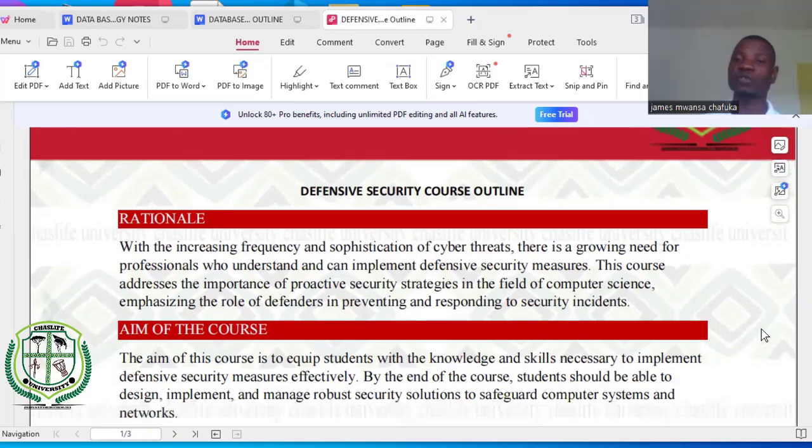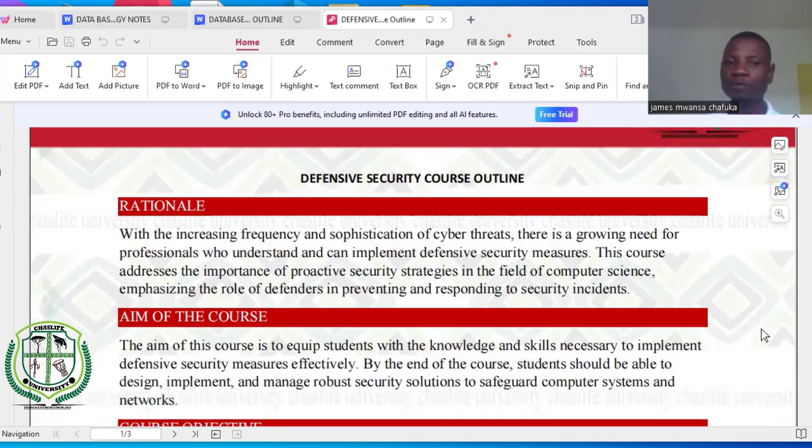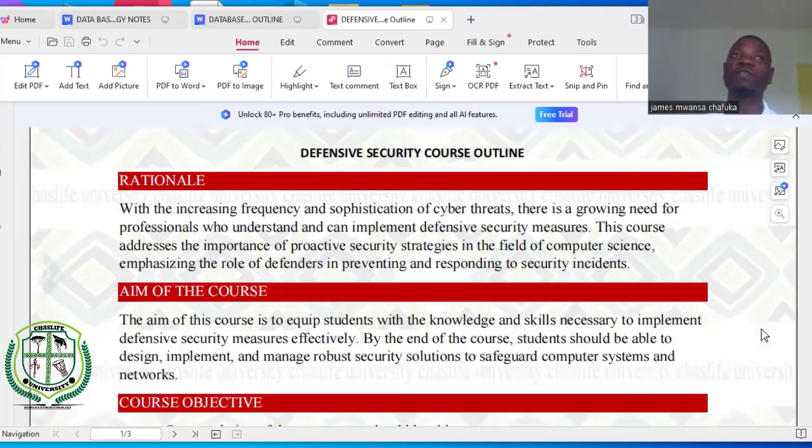Then let us proceed by looking at the aim of defensive security. The aim of this course is to equip students with the knowledge and the skills necessary to implement defensive security measures effectively. By the end of this course, the students should be able to design, implement, and manage robust security solutions to safeguard computer systems and networks. So this is the aim of defensive security.